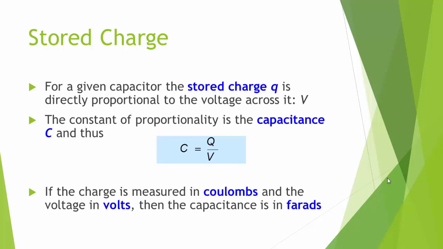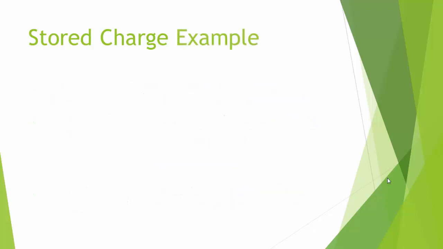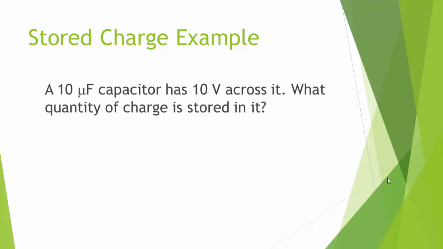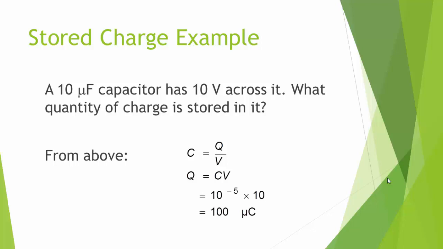Now, if we measure the charge in coulombs that we saw previously in our introduction to electricity, and we measure the voltage in volts, then our capacitance is measured in what's called farads. So if we want a quick example of storing charge this way, if we have a 10 microfarad capacitor and we put 10 volts across it, we can calculate how much charge will be stored inside it. So C equals Q over V. We can rearrange this to get Q equals CV. And then we simply get 10 to the negative 5 farads times 10 volts equals 100 microcoulombs.